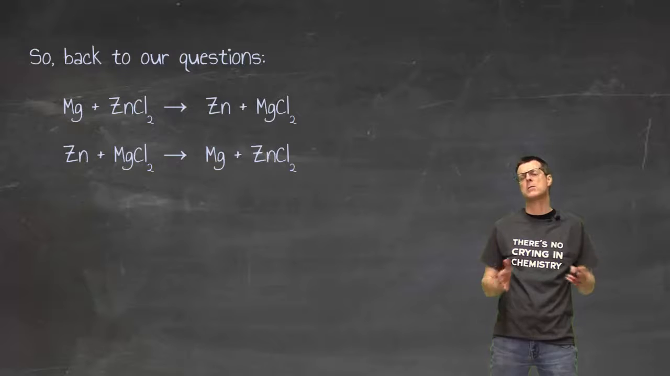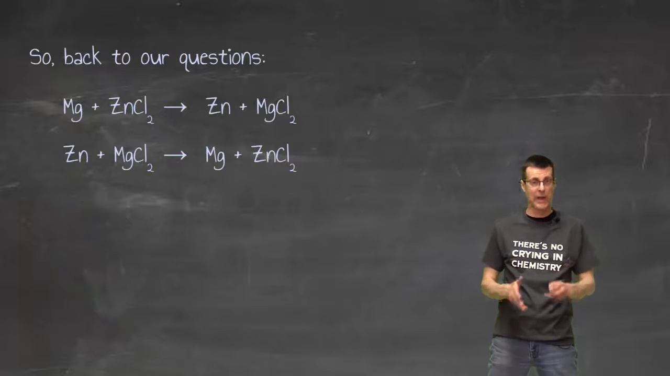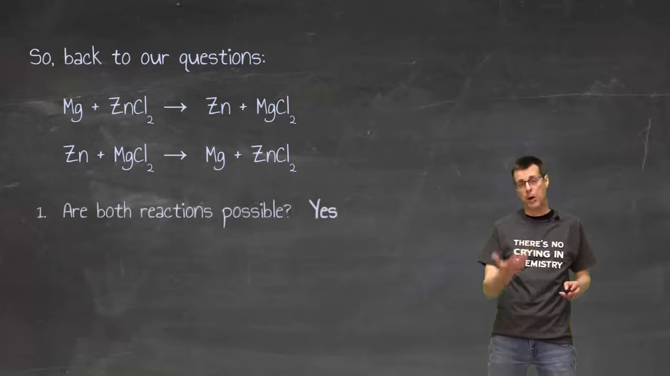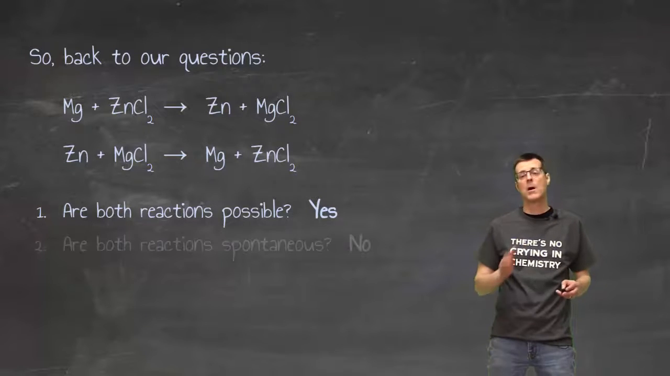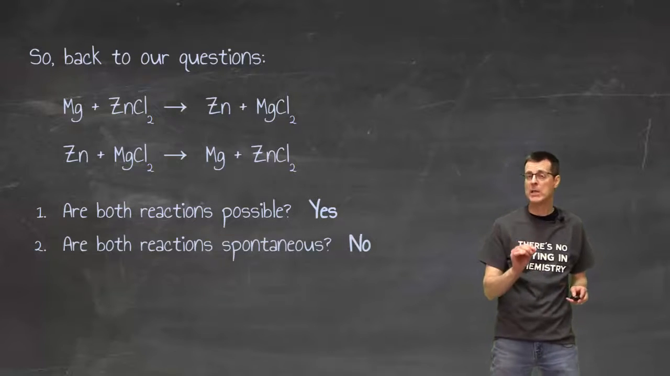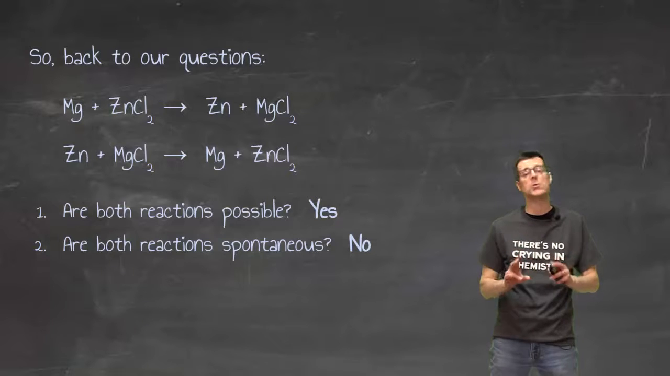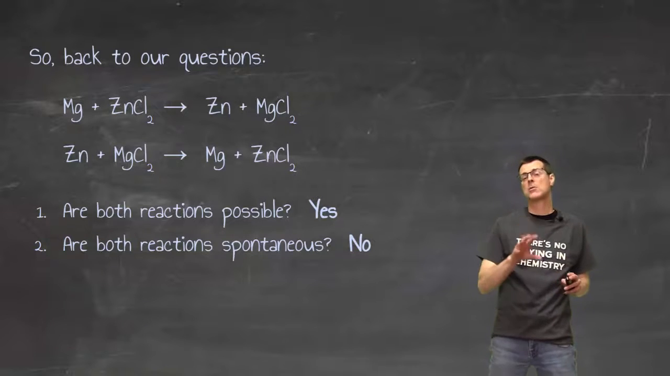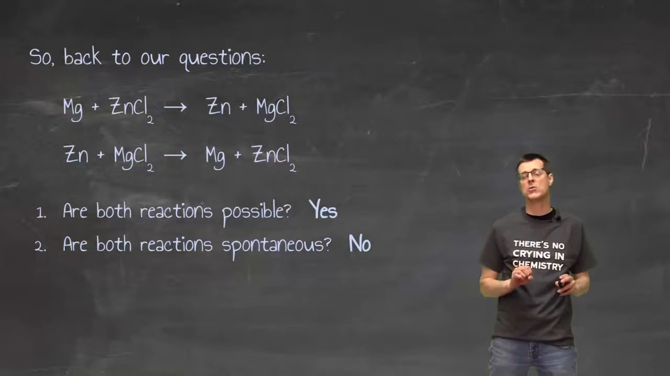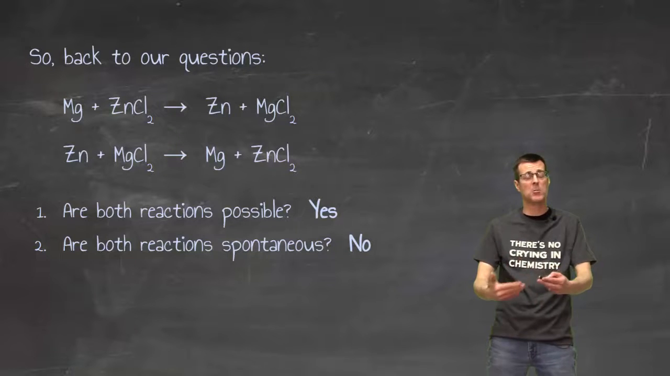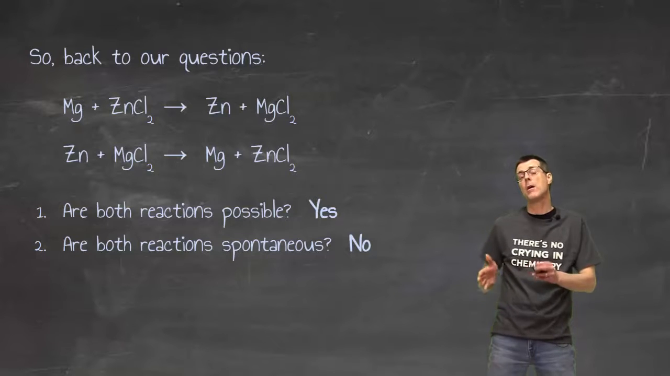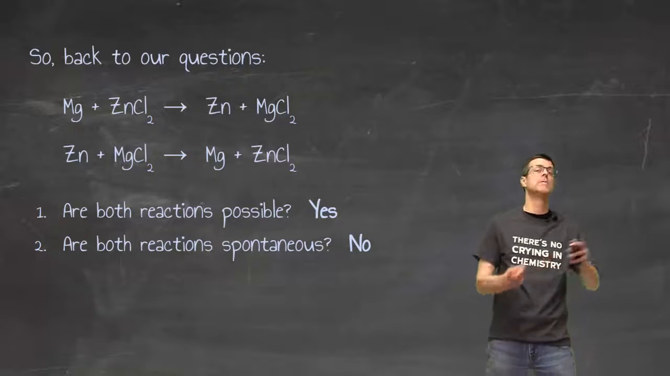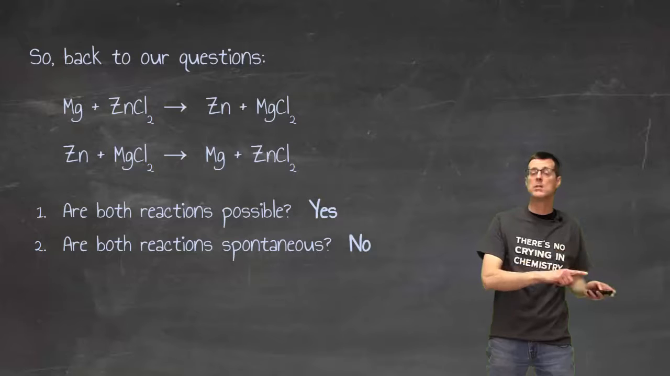So if we go back to those two reactions that we were looking at and the questions we asked, are both reactions possible? Yes, both of those reactions are possible. Are both of those reactions spontaneous? No. Only one reaction will be spontaneous. As soon as you know which one reaction is spontaneous, which one will happen all by itself without the constant supply of outside energy, that automatically means the reverse reaction is non-spontaneous.